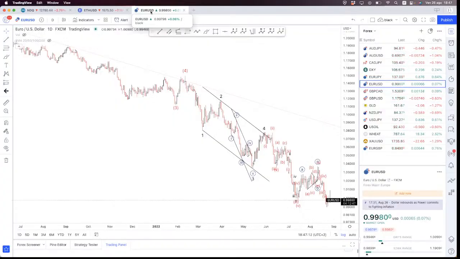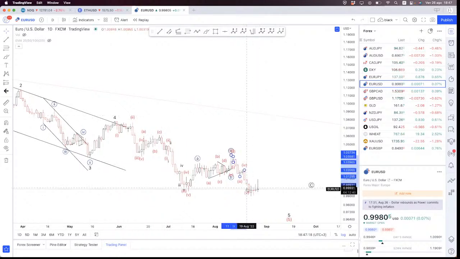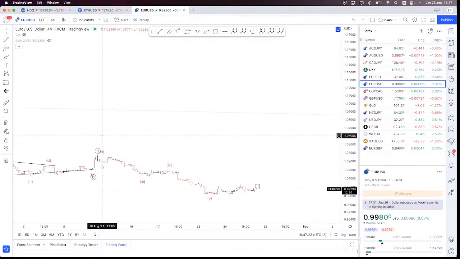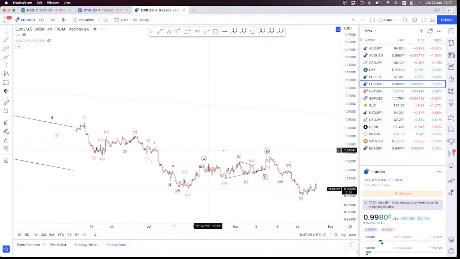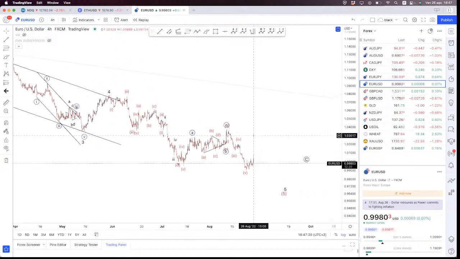So here we have EU moving as expected. The count is getting a bit tricky, but I've been favoring downside for a long time. So nothing that surprises me. So yeah, looking for further downside.